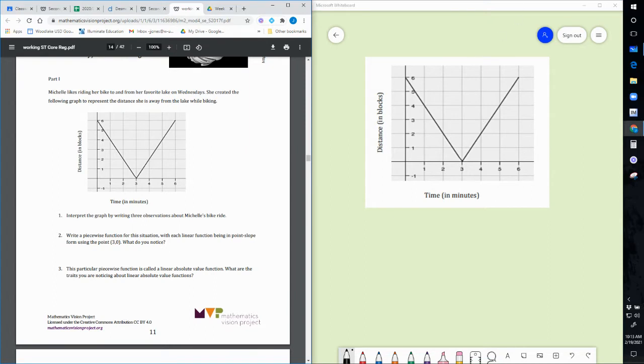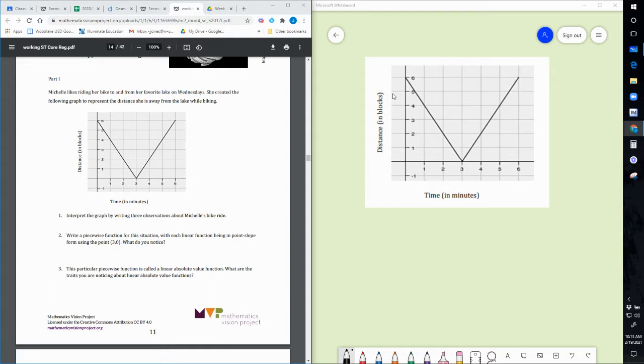The very first thing I want you guys to do is write some observations. So problem number one just says, interpret the graph by writing 3 observations about Michelle's bike ride. Okay, so go ahead and pause the video, and I want to see you write down 3 things that you notice. What are 3 things that you think are happening? It can be simple things, right? But try and relate what you say to the actual context of the problem, meaning to the bike ride and the distance and the time and all that. Okay, so go ahead and pause and do it.